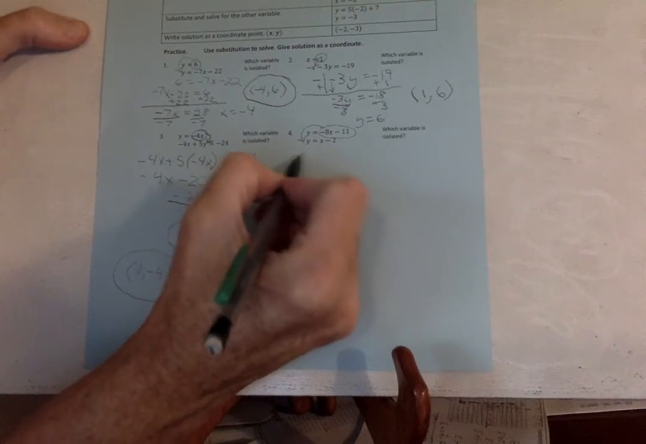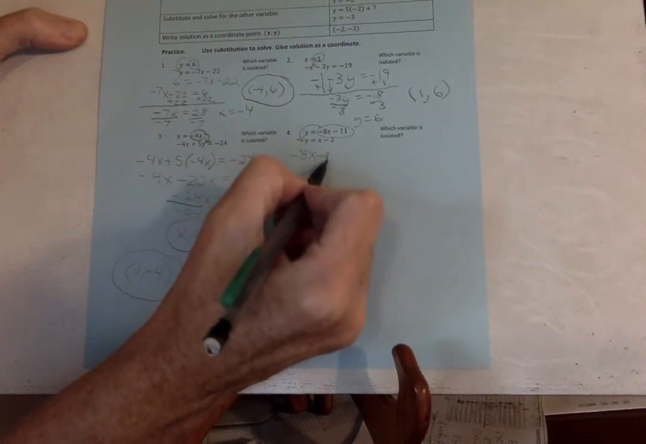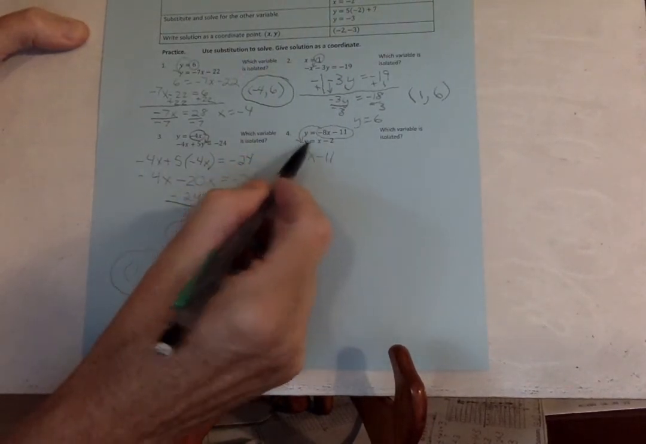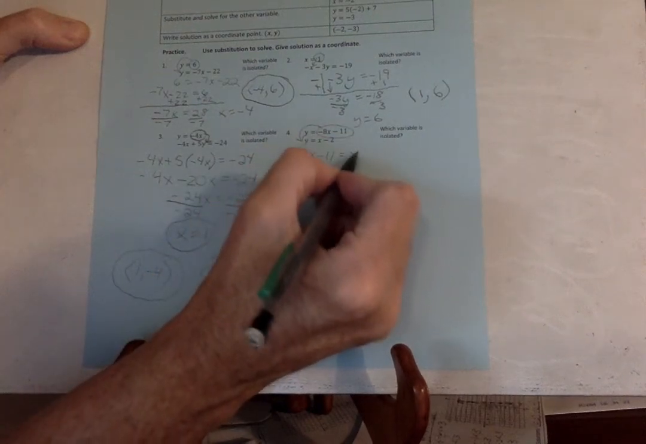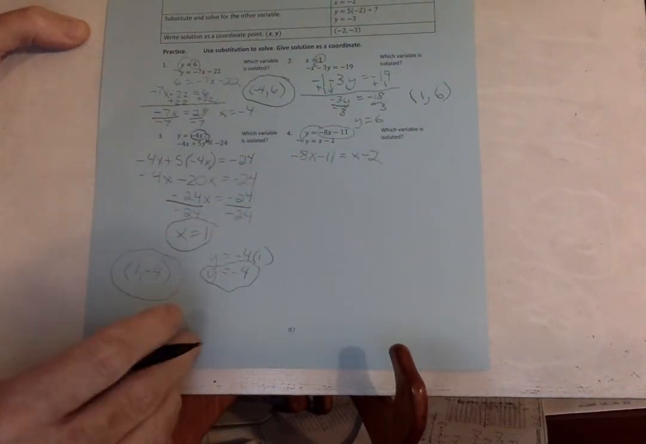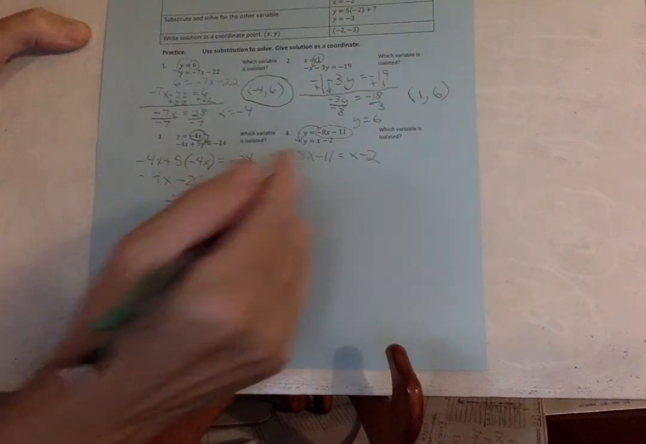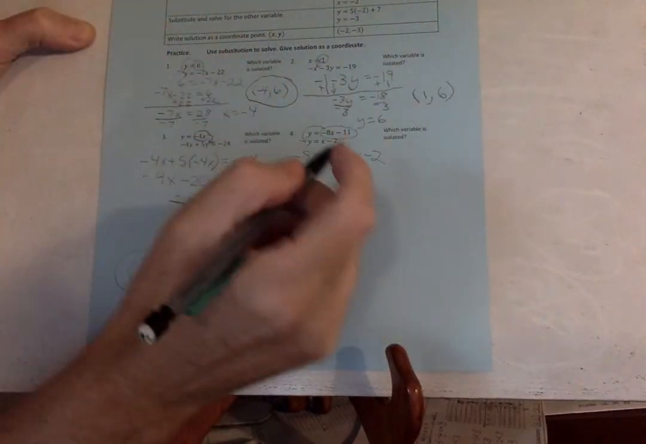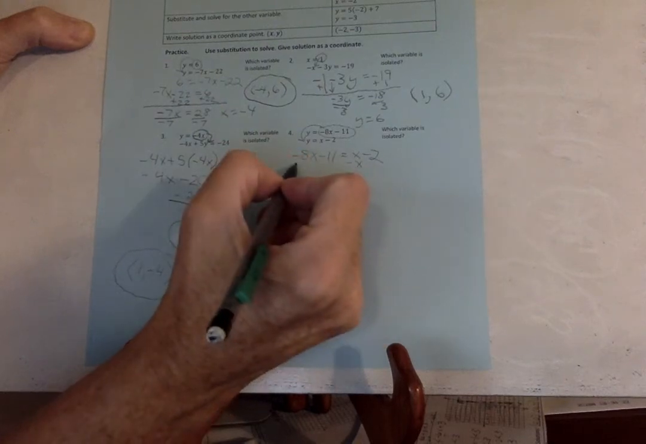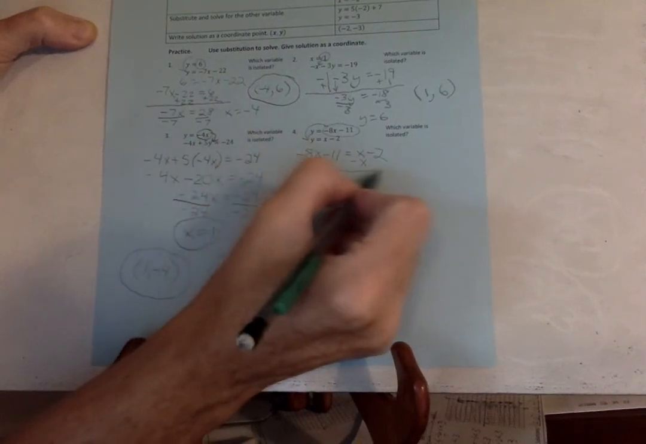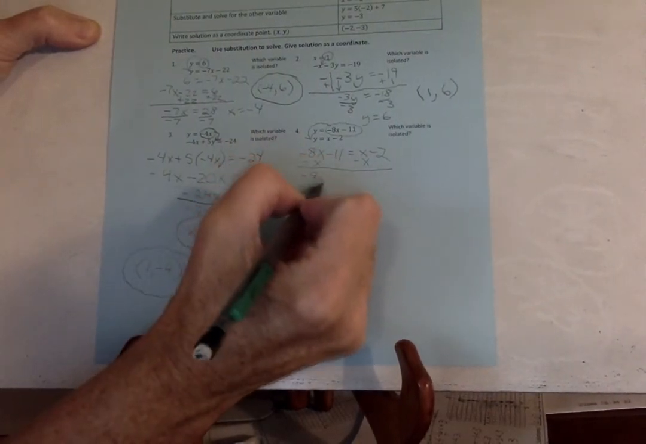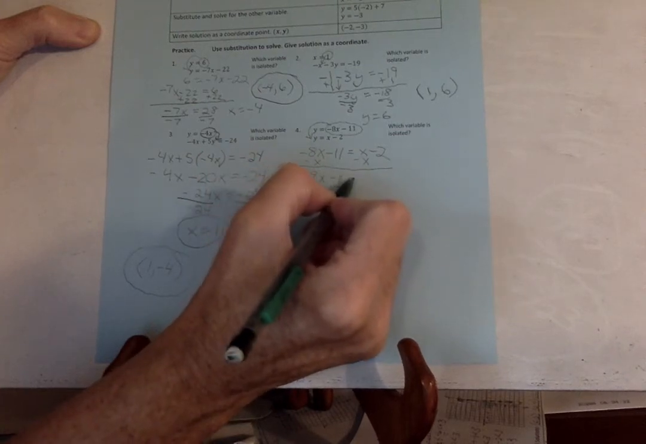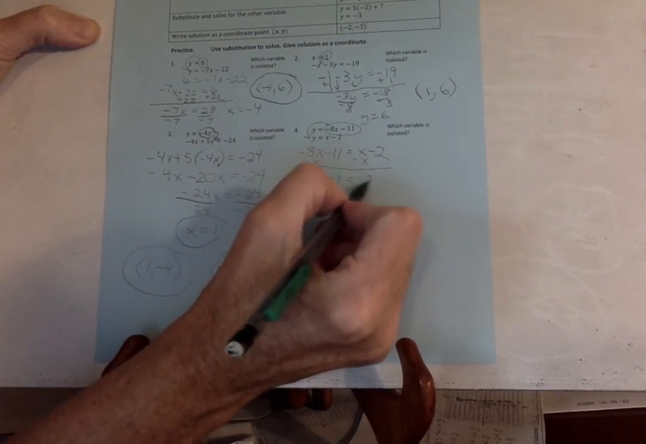So I'm going to put negative 8x minus 11. See, I put all that in for the y in y equals x minus 2. Okay, and then we just solve for x. I'm going to go minus x here, minus x. So I get negative 9x minus 11 equals negative 2.